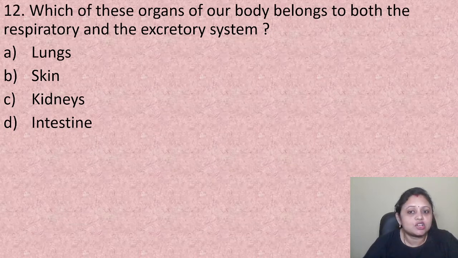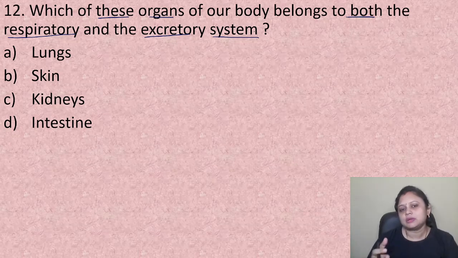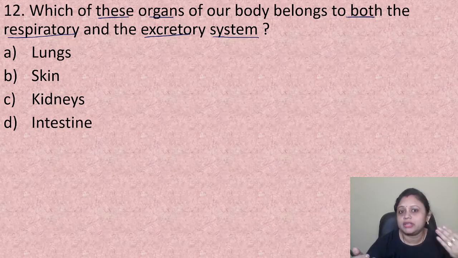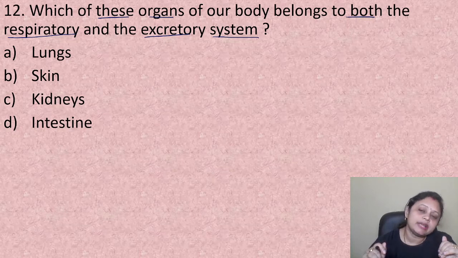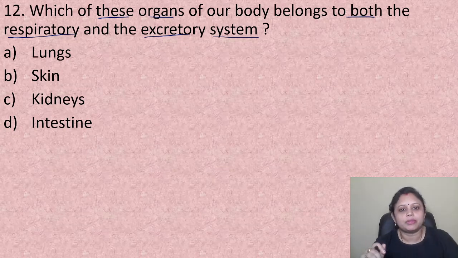Which of these organs of our body belongs to both the respiratory and the excretory system? Option A, lungs, B, skin, C, kidneys, D, intestine. So which of these organs of our body belongs to both respiratory and the excretory system? You know respiratory system is involved in gaseous exchange, right? We breathe in air, we breathe out air. These are the part of the respiratory system. And what about the excretory system? Here the waste from our body is removed from the body.